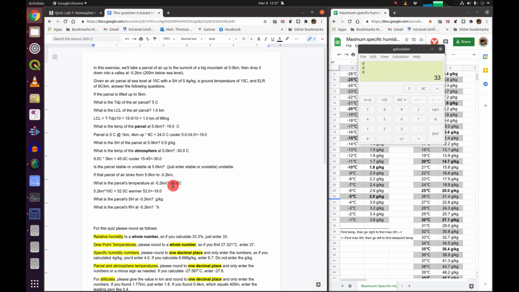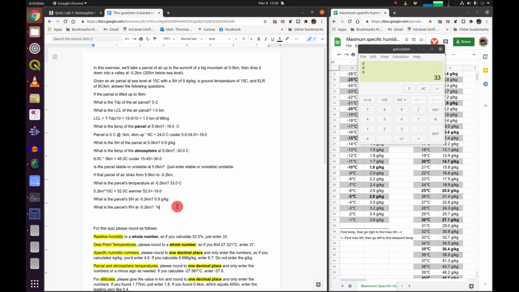The parcel's specific humidity doesn't change. The specific humidity, remember, is how much water vapor you have. The parcel, as it gets warmer, can have more water vapor, but it doesn't mean that you get it. For example, if you're a parcel of air and you're warming up in Reno or Las Vegas or Death Valley, it doesn't matter how hot you get, there's no more water for you to absorb. So as the parcel sinks and heats, the specific humidity doesn't change. Whatever the specific humidity was at the top of the mountain, 0.9 grams, that's what the specific humidity is at the surface.